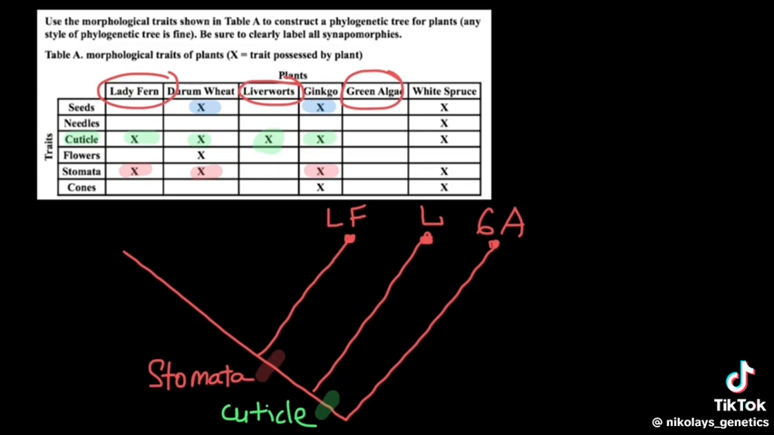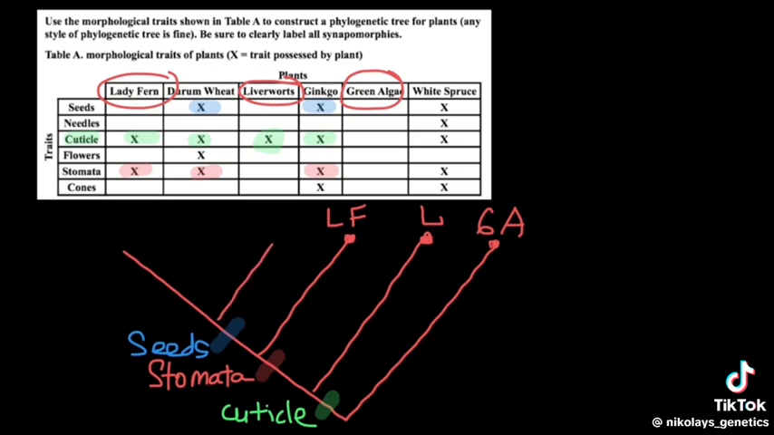So let's put this trait, seeds, here. This bar stands for seeds, and both these species have to pass all these three bars. Durum wheat has flowers, but ginkgo doesn't have flowers. Ginkgo has cones, but durum wheat doesn't have cones. So now our phylogenetic tree would look as follows.